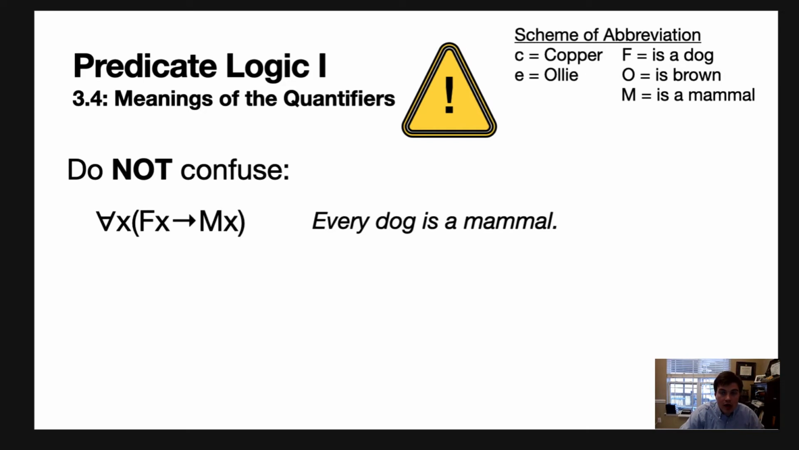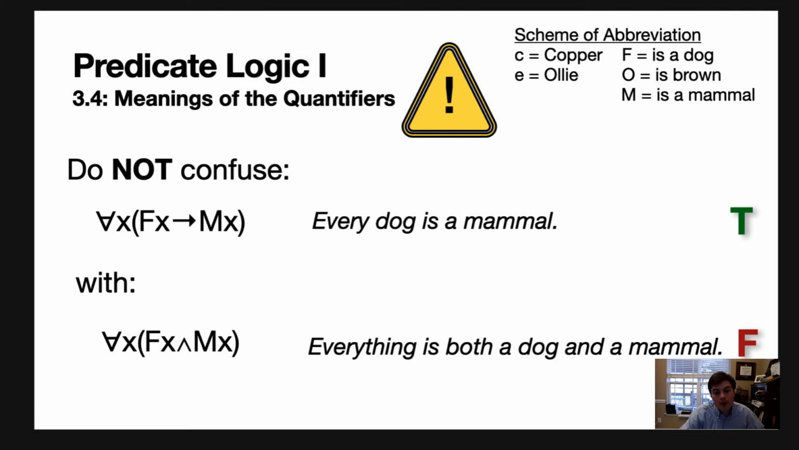It's really important not to confuse a universally quantified conditional. In this case, on the left-hand side, you have the universal quantifier, if Fx, then Mx, or for all x, if x is F, then x is M. We translate that as every dog is a mammal. It's really important not to confuse that with the conjunction version, a universally quantified conjunction. For any x, x is both F and x is M, which in English we translate as everything is both a dog and a mammal. And that's a different claim from every dog is a mammal. The first claim is true. It is indeed true that every dog is a mammal. In English, the second claim is false.